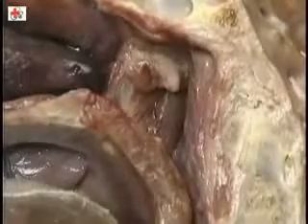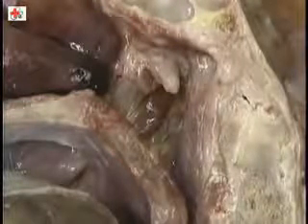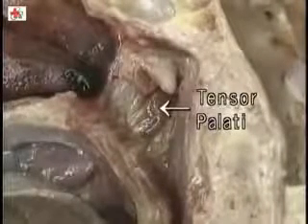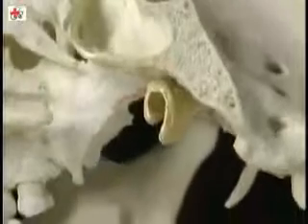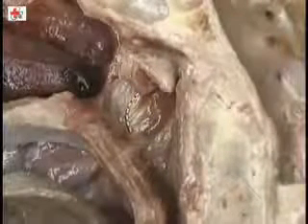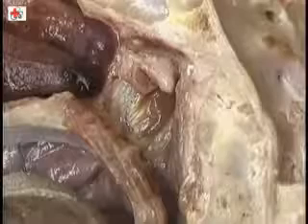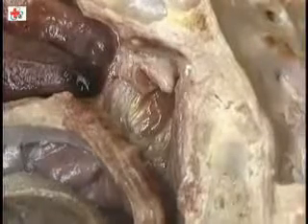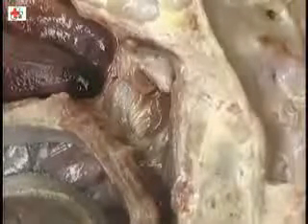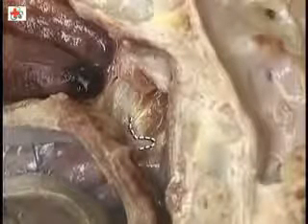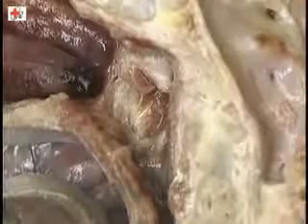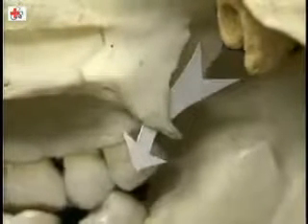To see the tensor palati muscle, we'll remove the levator. Here's tensor palati. Tensor palati arises from this area, just above the root of the medial pterygoid plate. Here's the edge of the medial pterygoid plate. The fibers of tensor palati pass downward and forward towards the pterygoid hamulus, which is here. The tendon of tensor palati makes a complete 90-degree turn round the pterygoid hamulus.